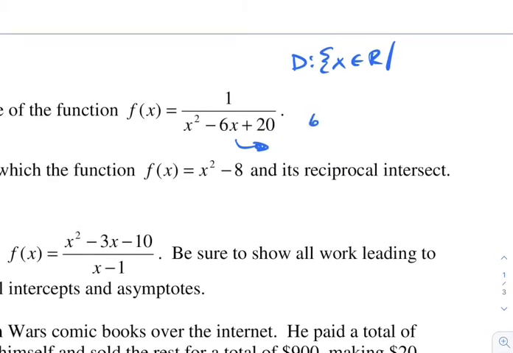Remember, negative b plus or minus the square root of b squared, so negative 6 squared is 36, minus 4 times 1 times 20. If I put this into my calculator, I'm going to get a negative number. So there are no solutions to that. That means there is no way I can get an x that will make the bottom 0. So this is just x is an element of the real numbers.